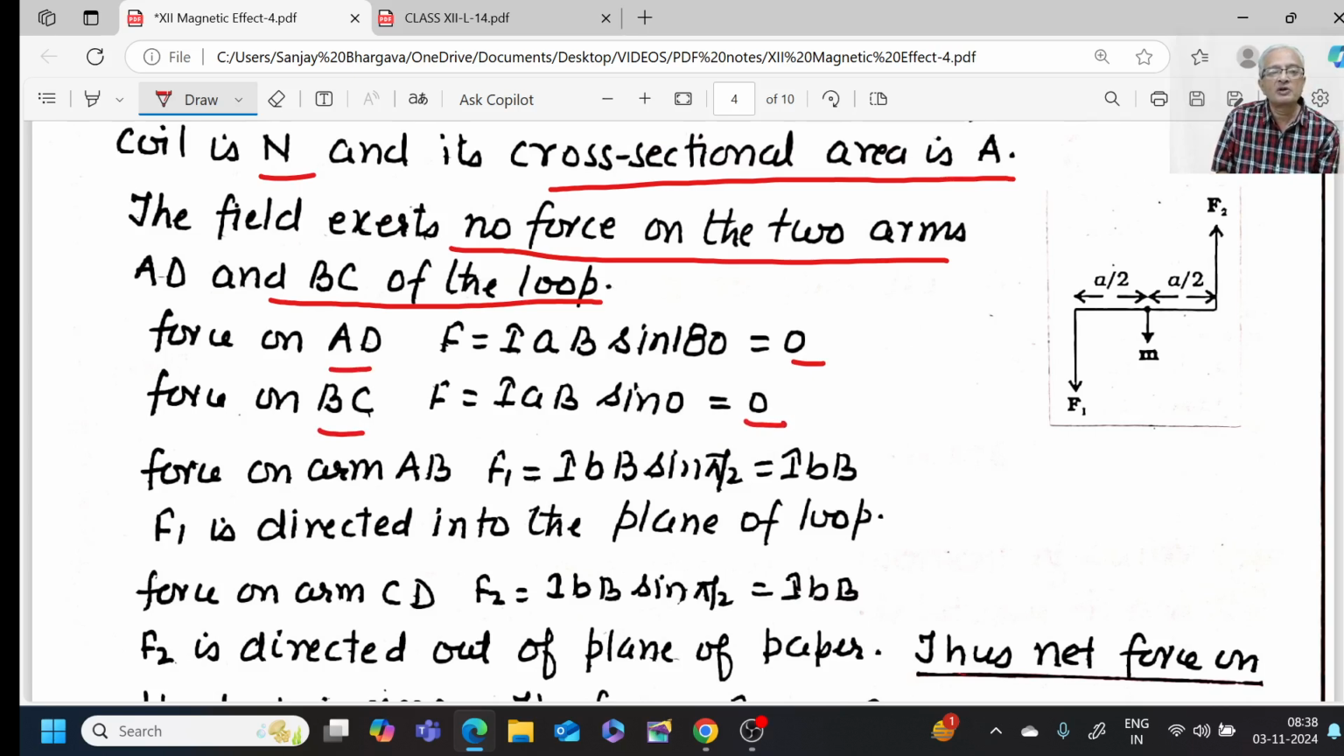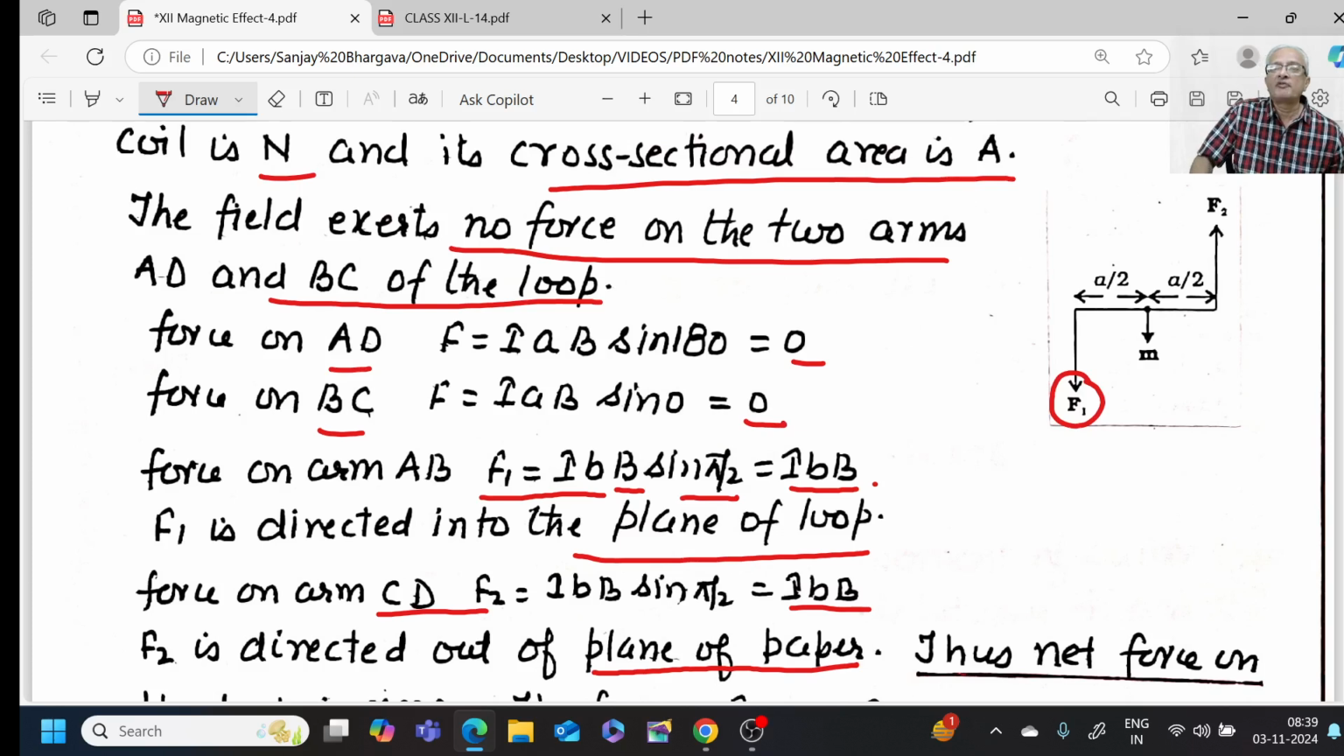Now what happens to the force on conductor AB? F1 would be equal to I b B sine pi by 2, that is, there is a force IbB. And what is the direction of this force? It is directed into the plane of the loop. So this represents the direction of the force F1. Similarly, I can calculate the force on the arm CD, and it would be the same force but directed out of the plane of paper. So the directions of F1 and F2 are opposite to each other.